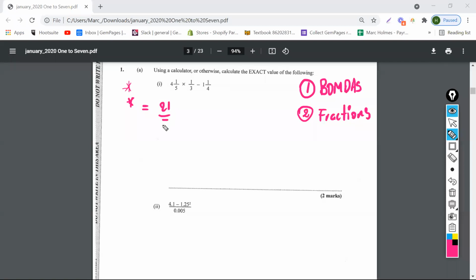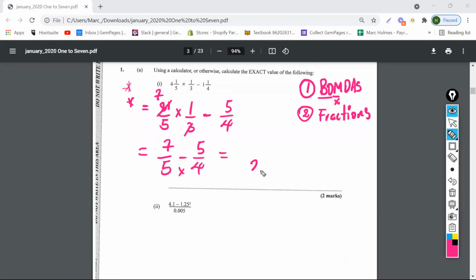We're gonna get 21 over 5. 4 times 5 plus 1 is 21 over 5, times 1 over 3, minus 5 over 4. Cool. But we'll have to follow BOMDAS, so we'll have to multiply first. So 3 can go into 27 7 times. So we're gonna get 7 over 5 minus 5 over 4. Multiply the denominators, we'll end up with 20. Cross multiply: 7 times 4 minus 5 times 5. And this is 28 minus 25, which is 3 over 20. Cool, easy.